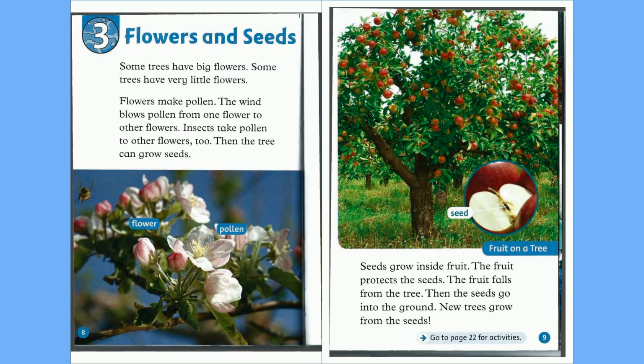Chapter 3. Flowers and seeds. Some trees have big flowers. Some trees have very little flowers. Flowers make pollen. The wind blows pollen from one flower to other flowers. Insects take pollen to other flowers too. Then the tree can grow seeds.